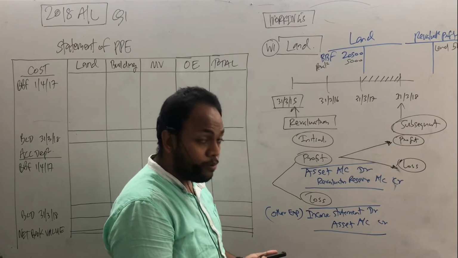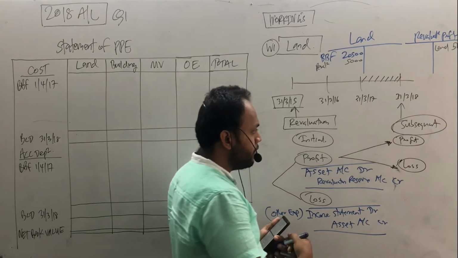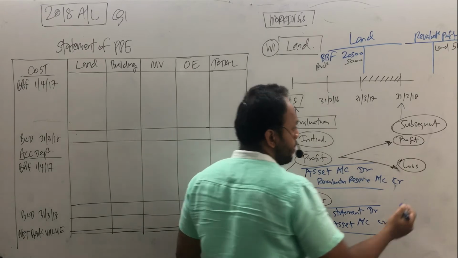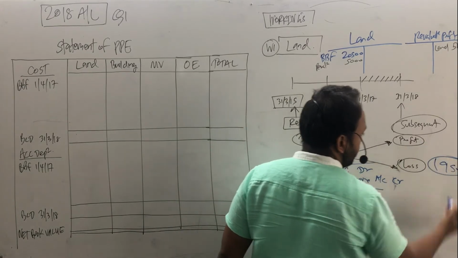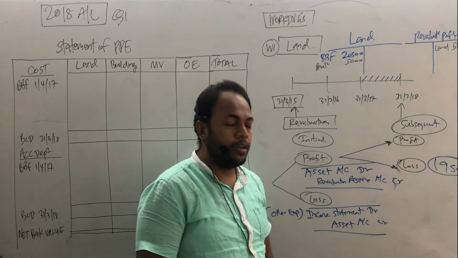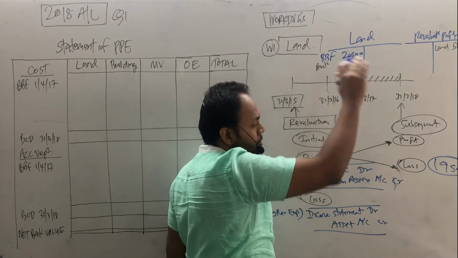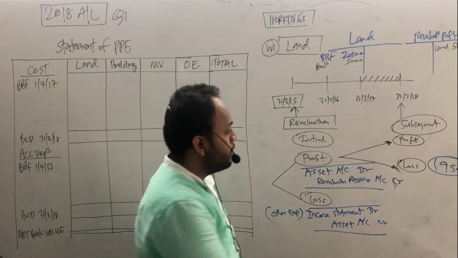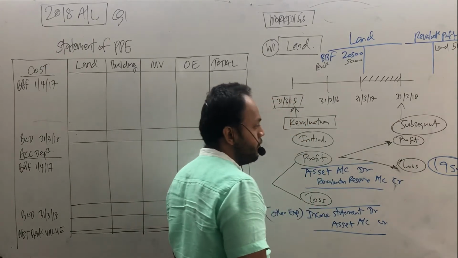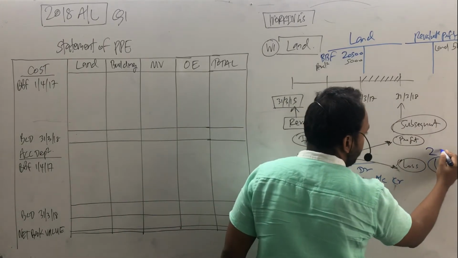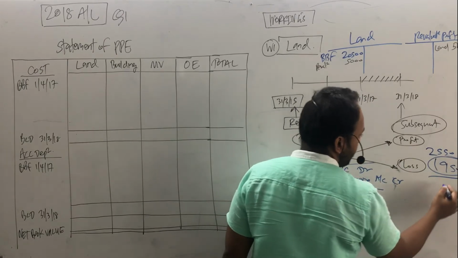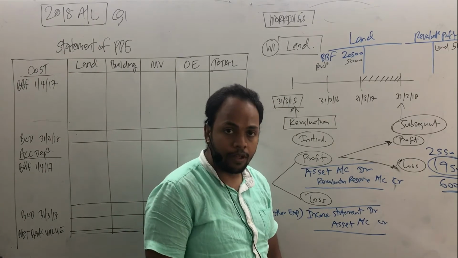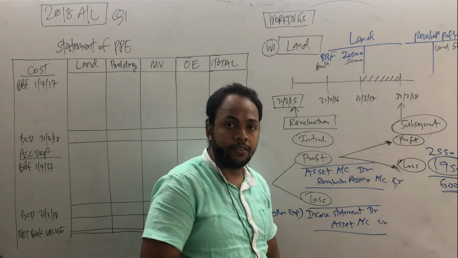Now the subsequent revaluation says it is 19,500. It is a loss. From 25,500 we are going to reduce to 19,500. What's the difference? From 25,500 to 19,500 means 6,000. So the loss is 6,000 now.